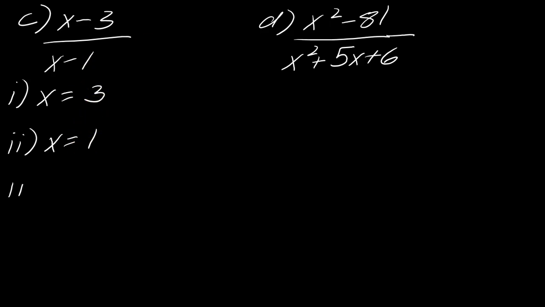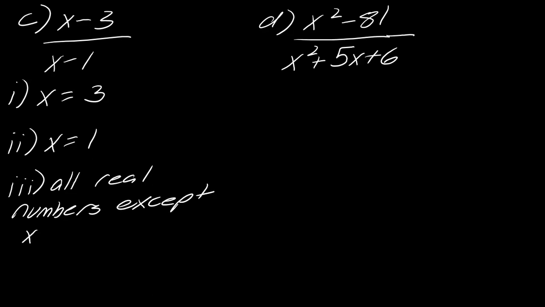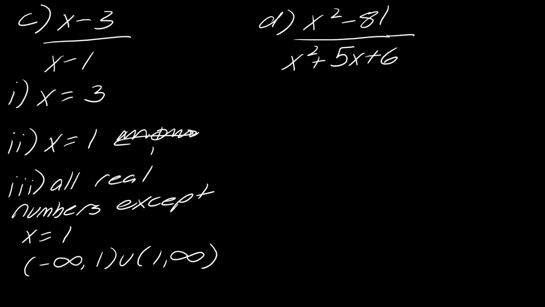So therefore, my domain is going to be all real numbers except x equals 1. So in interval notation, if you used a number line to help you figure that out, so here's my number line here. This is going to be -∞ to 1 unioned with 1 to infinity. So that would be the answer for this one.